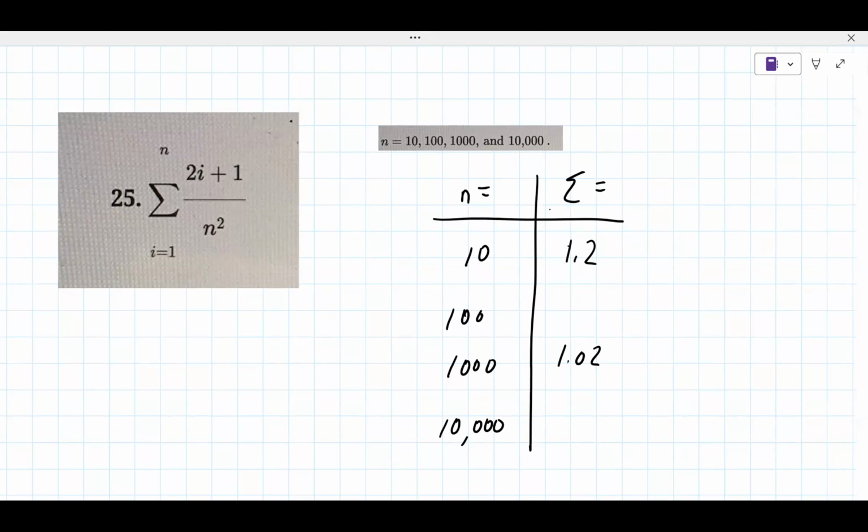Let me go back here. So that one, yeah, 1.02. Okay, so this is what we're expecting to see, which is where it kind of starts converging to the same value. This one actually is working. So I guess I don't know what to say.